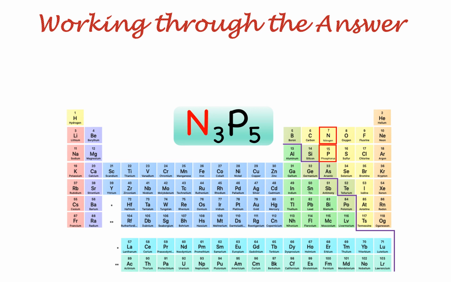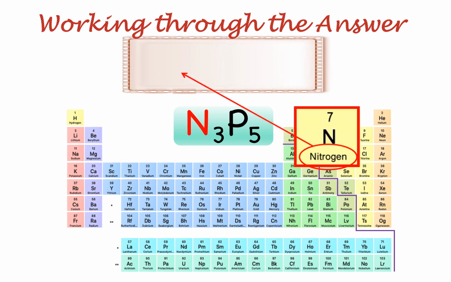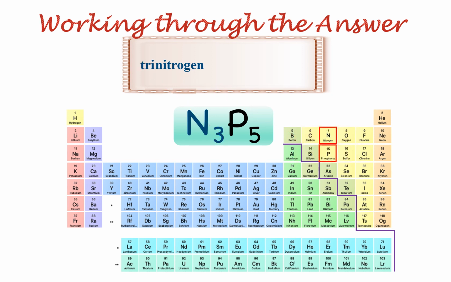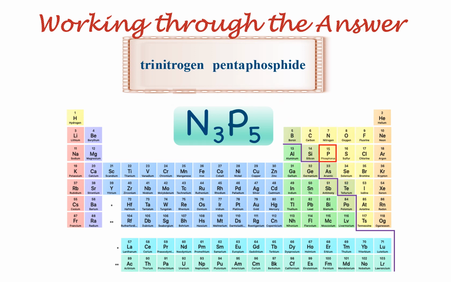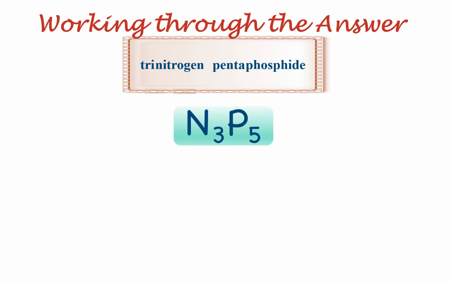As the first element, the name nitrogen will stay the same, but there are 3 atoms of nitrogen, so we add the prefix tri. The first name in the compound is trinitrogen. As the second element, the name phosphorus drops its ending, changing it to "ide." The name becomes phosphide. There are 5 atoms of phosphorus, so we add the prefix penta. The second name in the compound is pentaphosphide. Thus, the name for the formula N3P5 is trinitrogen pentaphosphide.